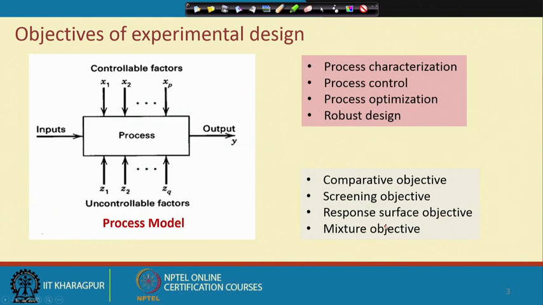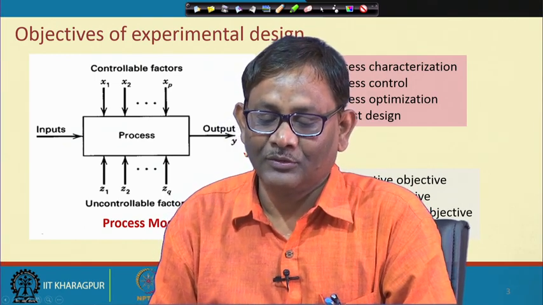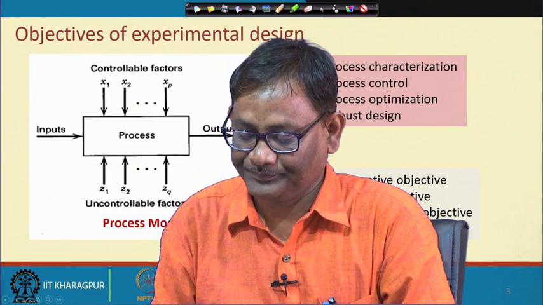Then response surface objective. The response surface pertains to the output variable or the response variable y. What is the objective? We want to see how the behavior of y will change when we go from one level of a factor to another level, or when we change several factors at a time from one level to another. This can be seen through the response surface, which is basically a function of x.